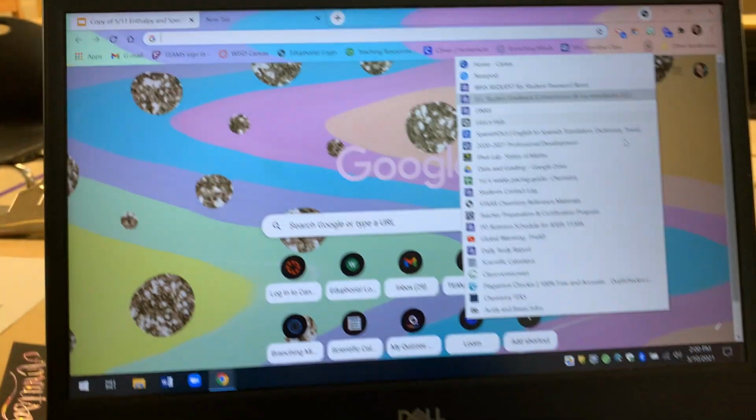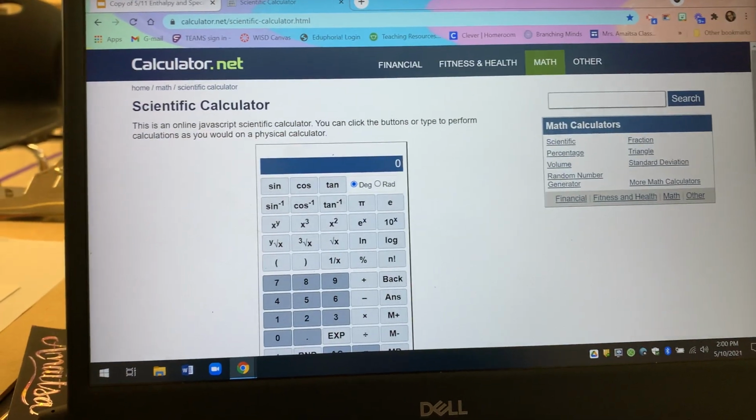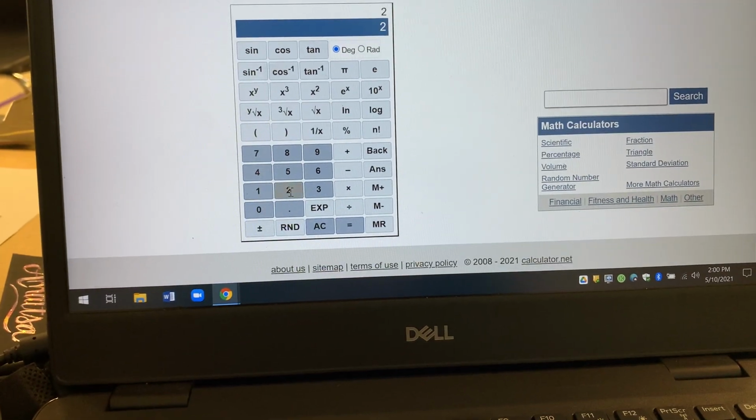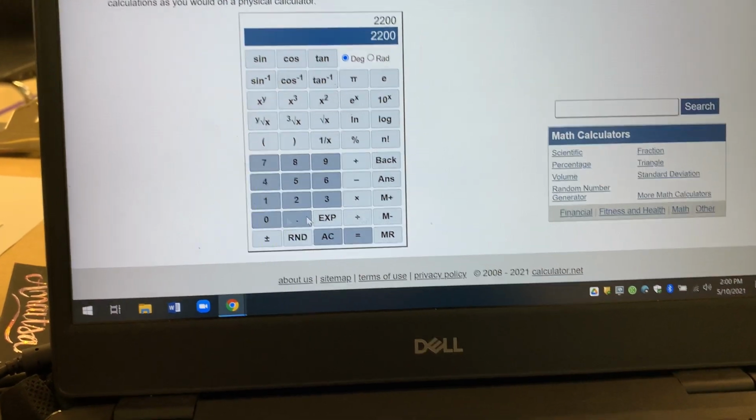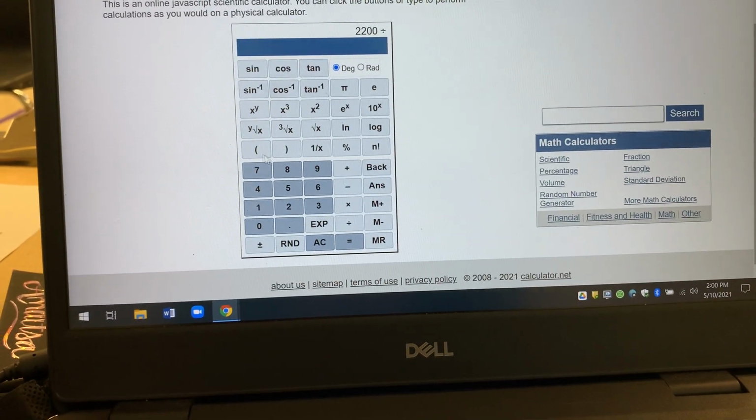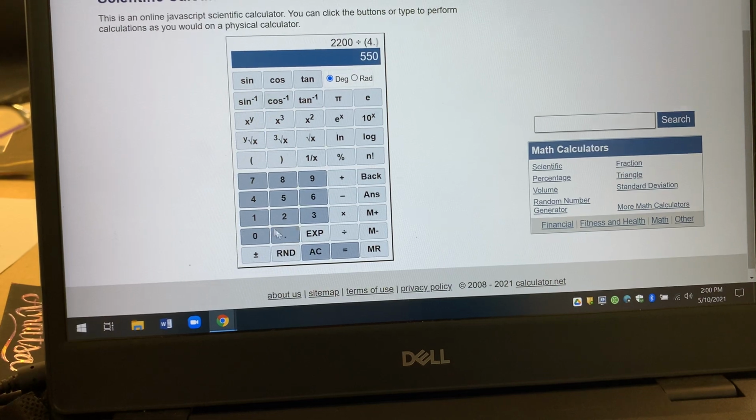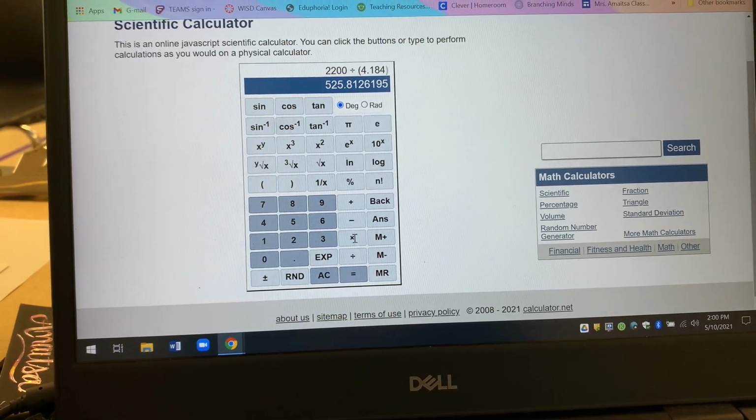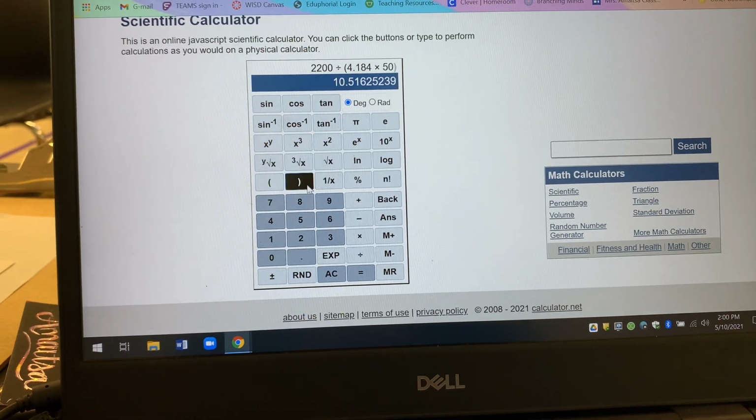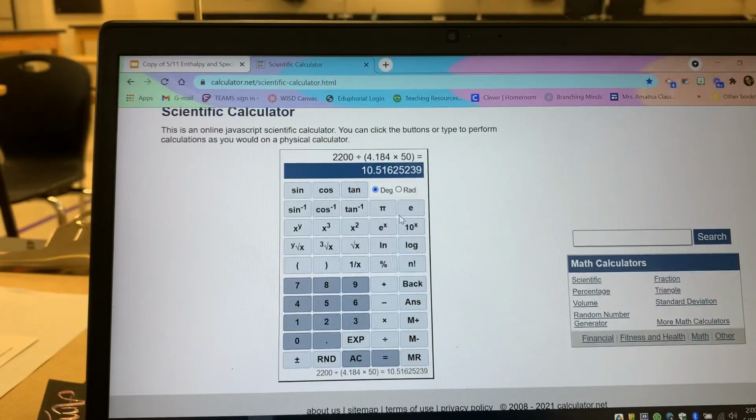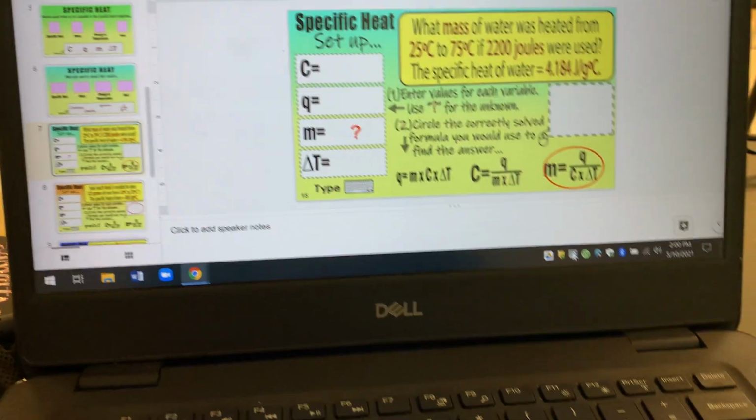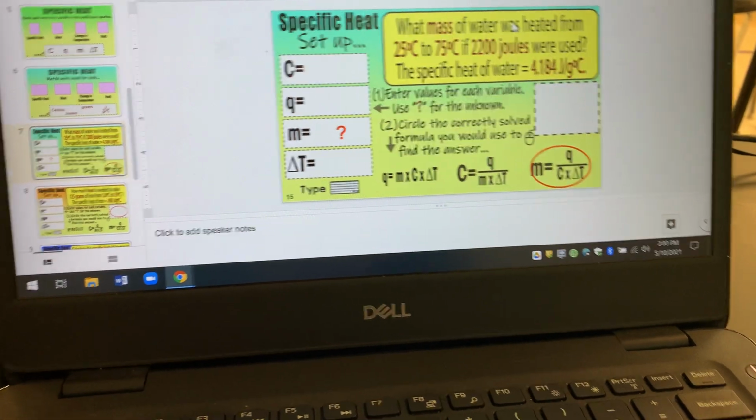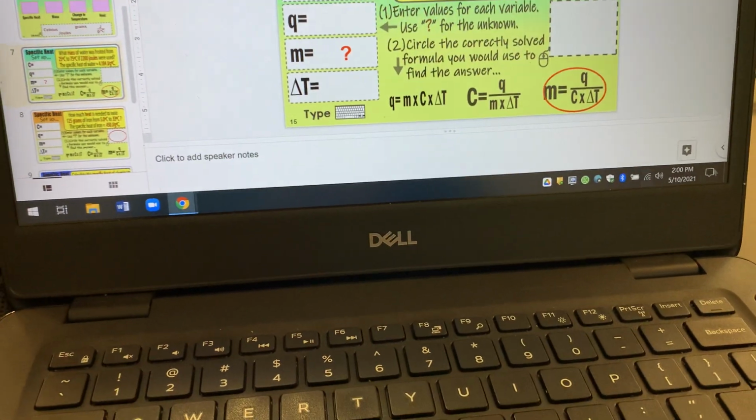Or you can use the calculator for those of you online that don't have a calculator at home. So you should be using this calculator here. You would do 2,200 divided by, in parentheses, 4.184 times 50. Close. Enter. You should get the same thing, 10.5. So our answer is going to be 10.5.